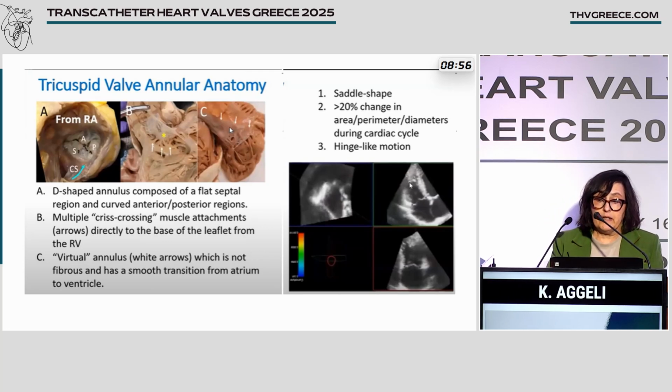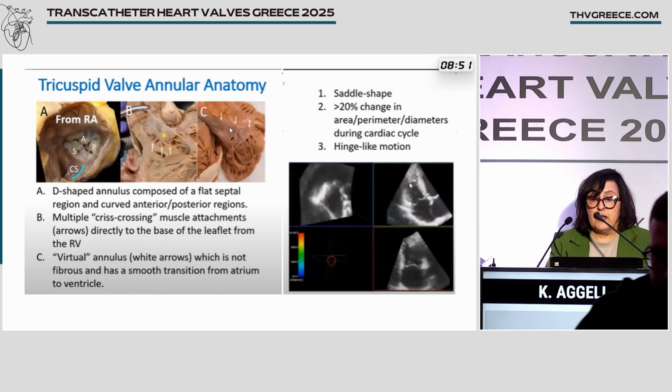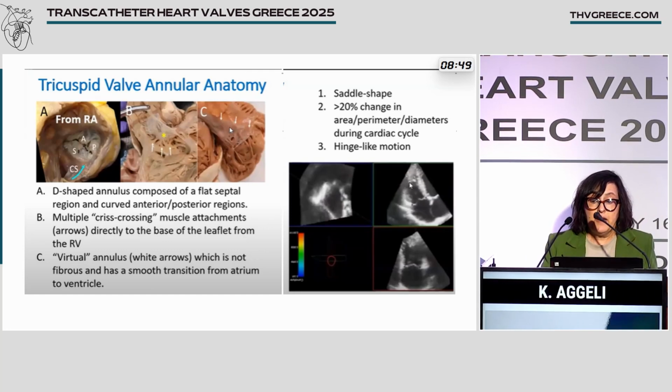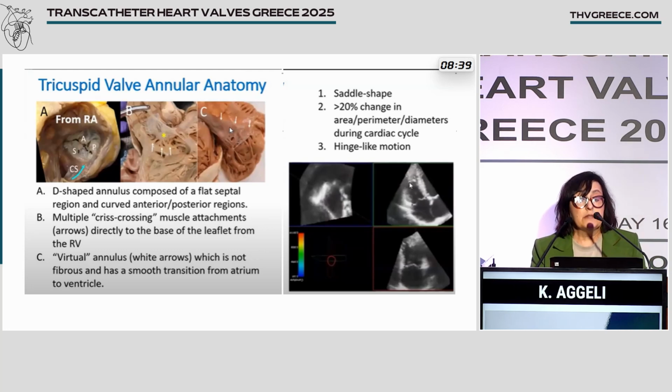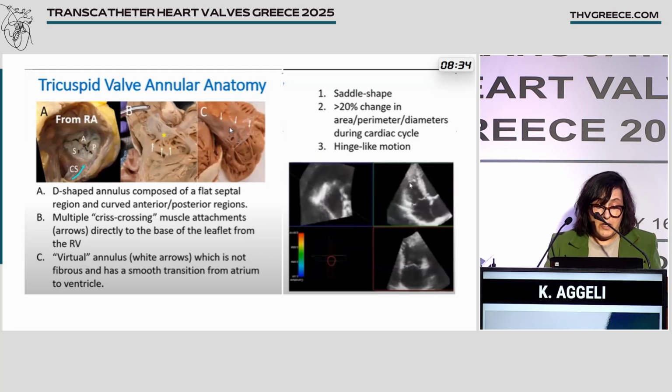We have already discussed that the tricuspid valve annulus has a saddle shape and has a more than 20% change in area during the cardiac cycle. And we have already realized that the tricuspid valve annulus is a virtual annulus. It's not a fibrous one and has a smooth transition from atrium to ventricle.